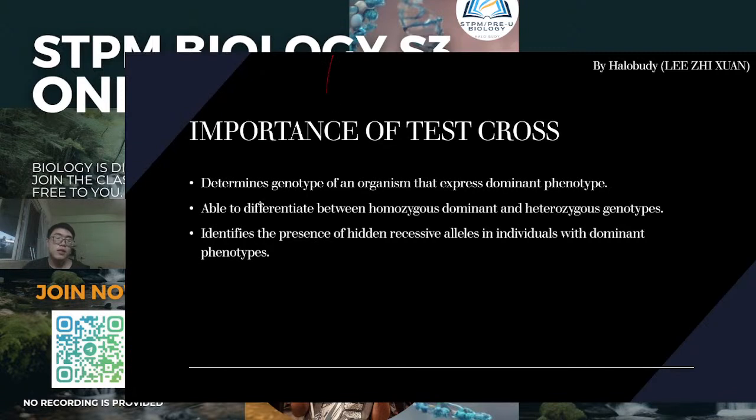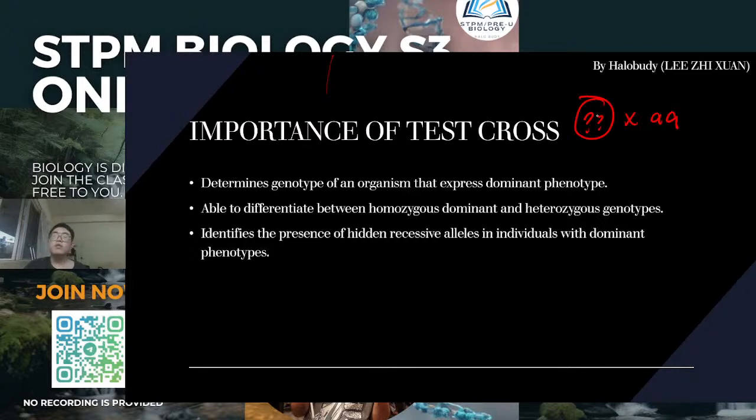Normally, a test cross is used when you want to find an unknown genotype, then cross it with the homozygous recessive, right? So with the test cross, one of the important things is we have to determine the genotype of this unknown organism, and the organism that expresses the dominant phenotype.